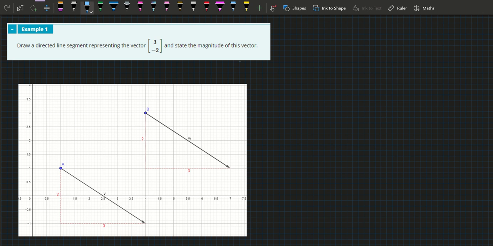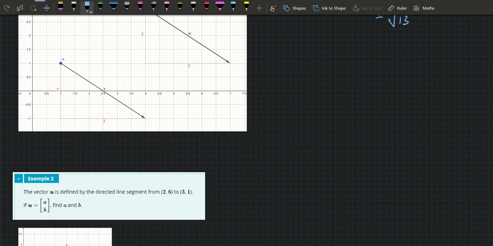If we call u equal to 3, minus 2, then the magnitude of u is equal to the square root of 3 squared plus minus 2 squared, which equals 9 plus 4 is 13, so root 13. So I'm going to stop right there. That's all you need to do for example 1.